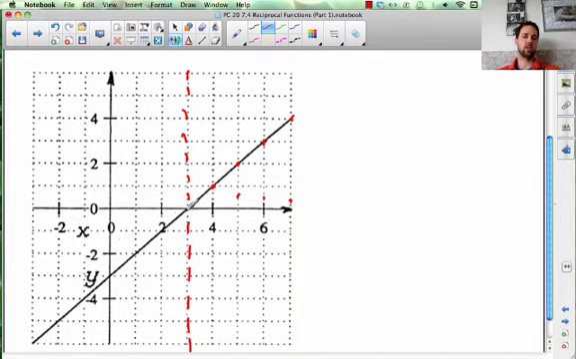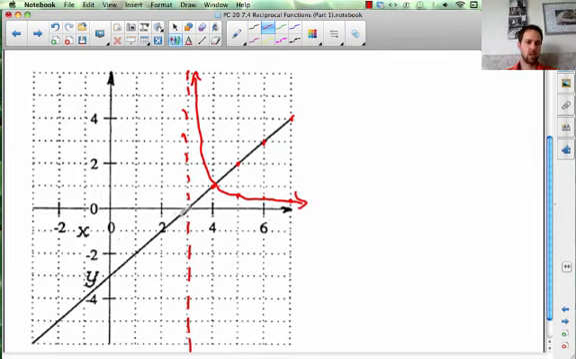So again, intercepts are going to be very important in the original functions, because that is where you're going to have a vertical asymptote, because they represent the zeros of the function. And then when you take the reciprocal, you're dividing by 0, which causes the vertical asymptote.